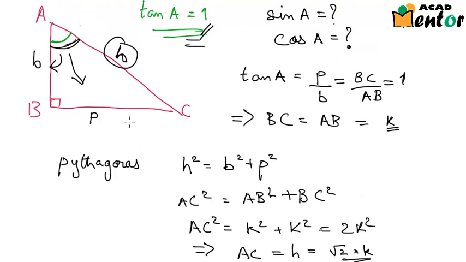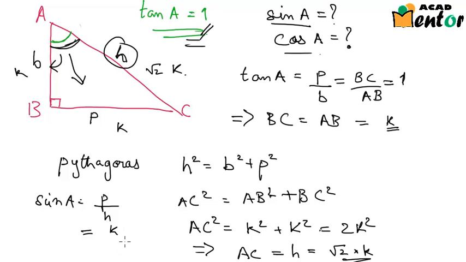Now when we know the value of this was K, this was K, and this is root 2 times K. Can we find out sine A and cos A now? Yes, of course. So sine A is nothing but perpendicular by hypotenuse, which is K by root 2K. So K by root 2K, K gets cancelled, and we are left with sine A equal to 1 by root 2.